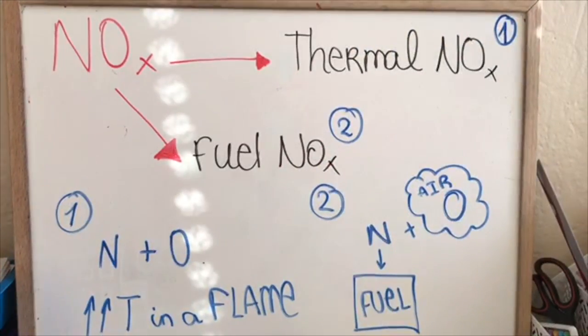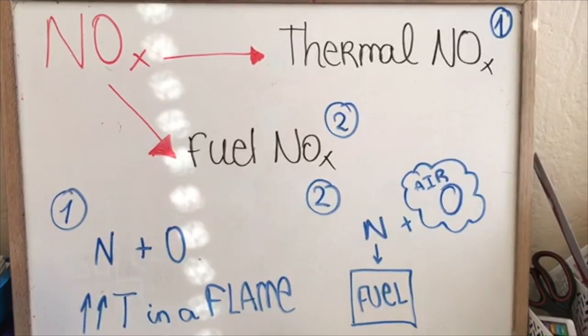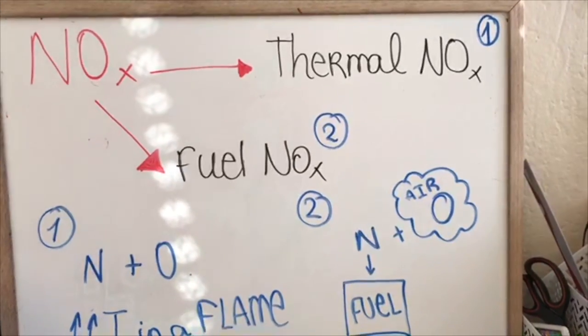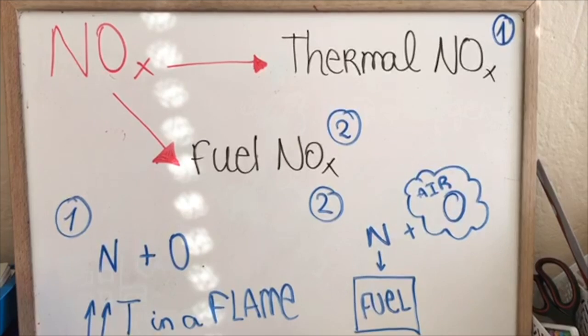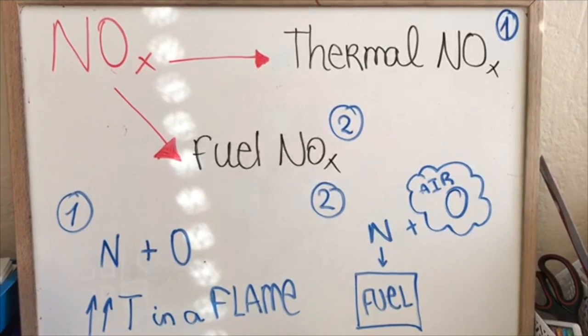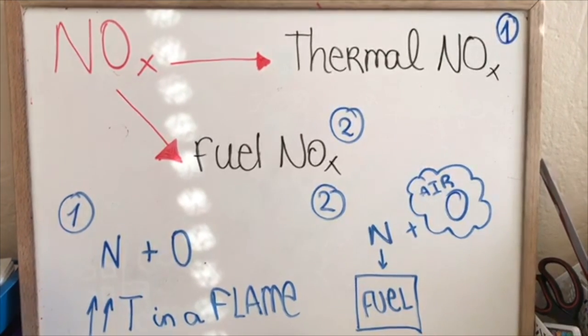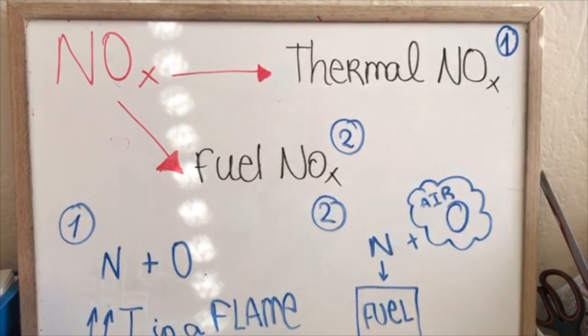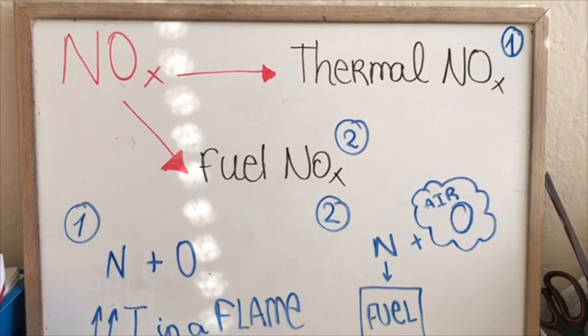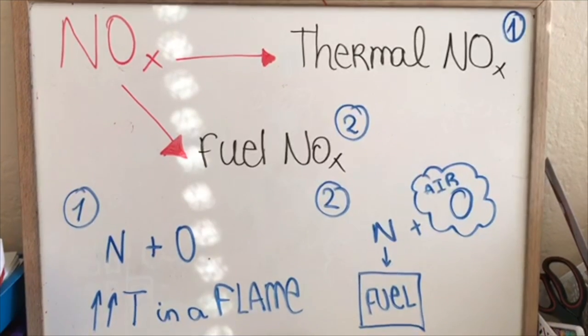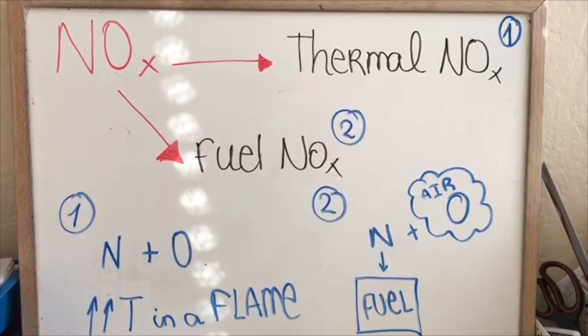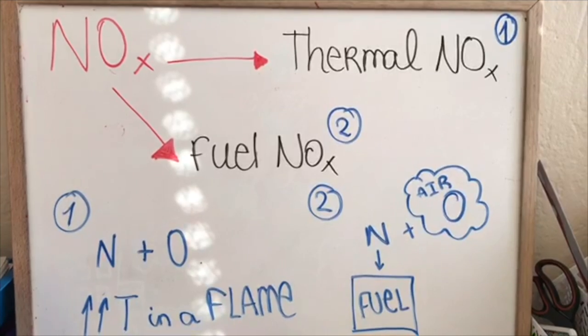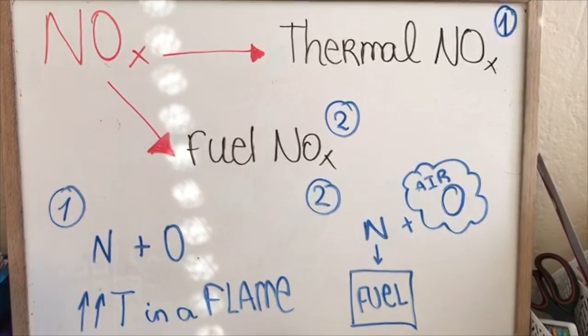Now we are going to talk about nitrogen oxides, also known as NOx. In industrial boilers, NOx is primarily formed in two ways: thermal NOx and fuel NOx. Thermal NOx is formed when nitrogen and oxygen in the combustion air combine with one another at the high temperatures in a flame. And fuel NOx is formed by the reaction of nitrogen bound in the fuel with oxygen in the combustion air.